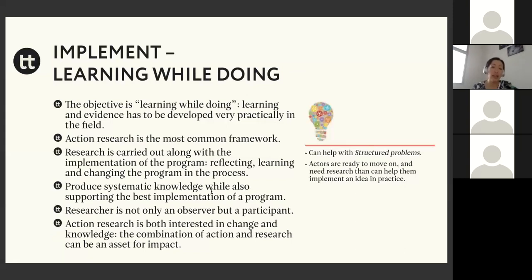And what it does is it collects very specific information of how implementation is going and develops knowledge from that implementation. And it's an ongoing process, right? Where that knowledge we generate helps feed into the practices and the way in which programs or processes are implemented.